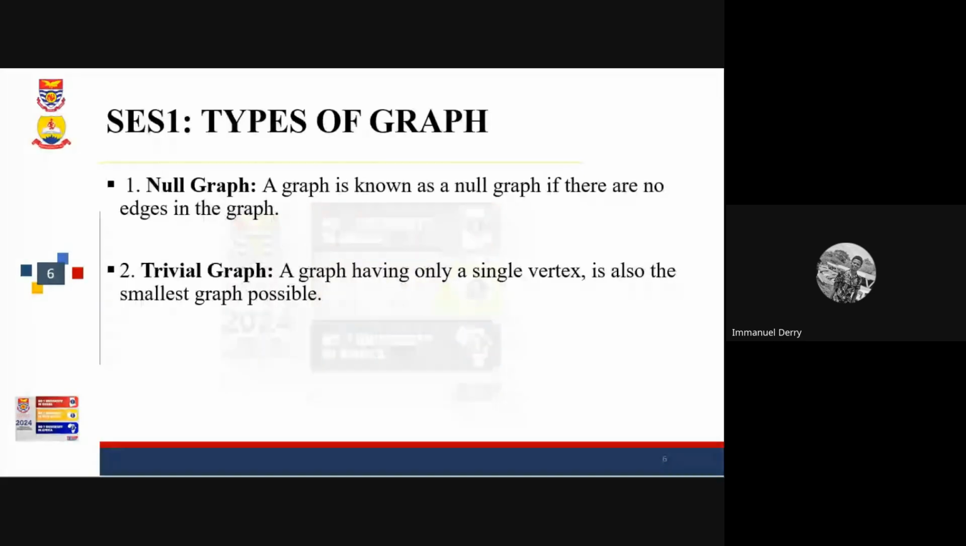And then also we have a trivial graph, which is a graph having only a single vertex. It's also the smallest graph possible. So the smallest graph you can get from a complete graph is what we call the trivial graph. All right, so these are some of the graphs that we have.